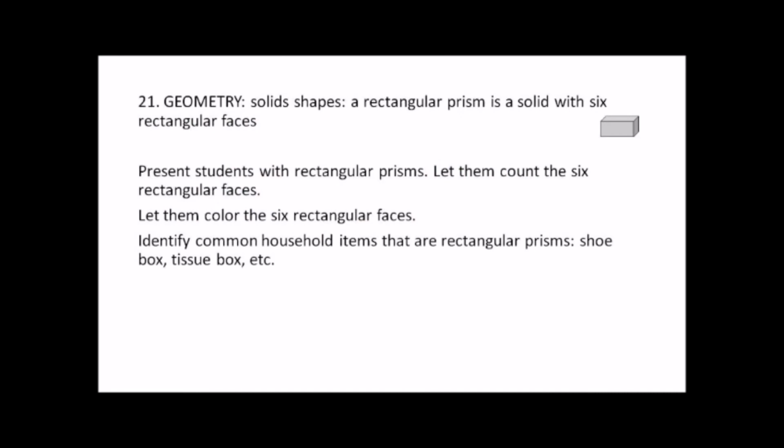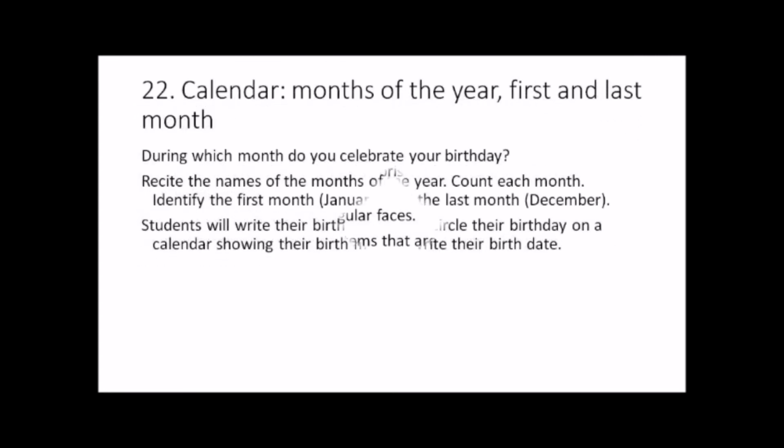Geometry, again, we get back to solid shapes. A rectangular prism is a solid with 6 rectangular faces. Present students with a rectangular prism, let them count the 6 rectangular faces and color them in. Identify common household items that are rectangular prisms, like shoe boxes, tissue boxes, etc. Any sort of box should be a rectangular prism. So they must be familiar with that term.